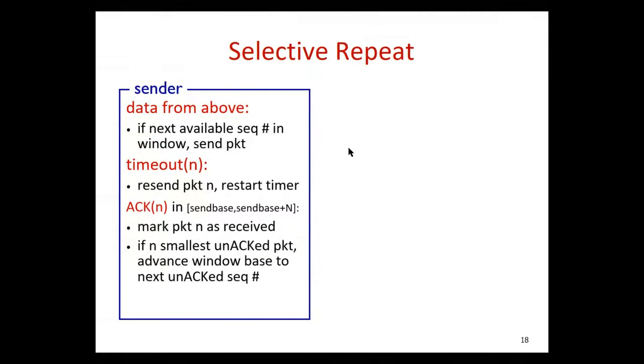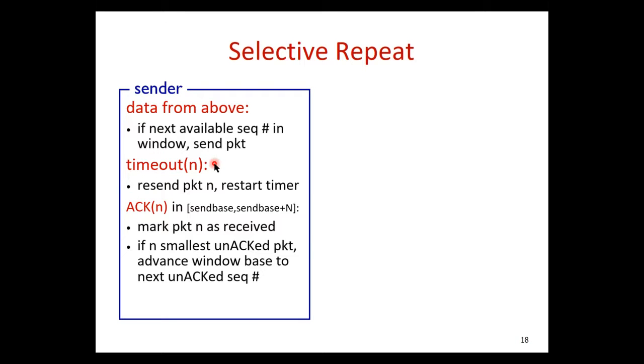All right, let's look at selective repeat. So this is the logic at the sender. When it has data to send, it will check if there's an available sequence number in the window. If so, it will send the packet and start the timer. Remember, there's a timer associated with each packet. If the timer associated with packet number n times out, it will resend packet n and restart the timer.